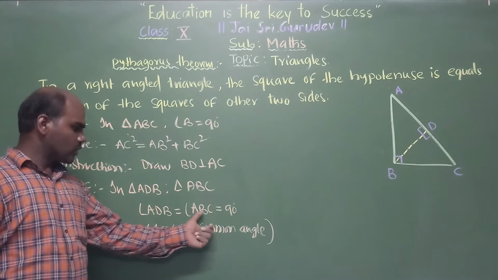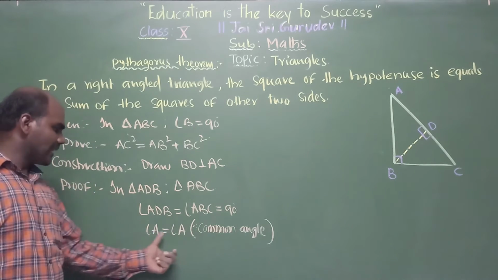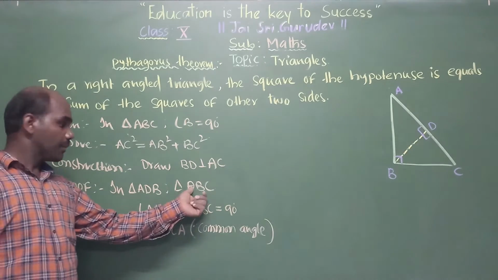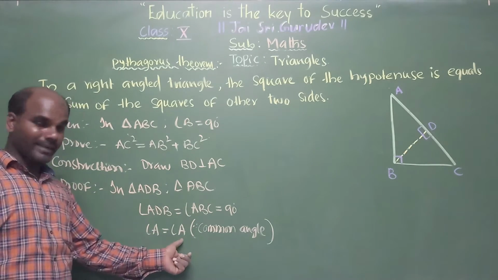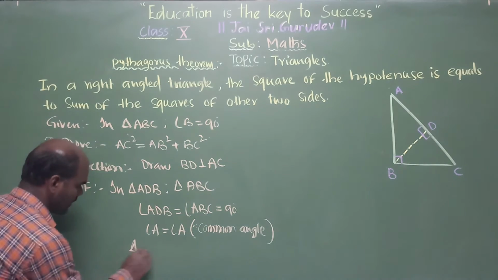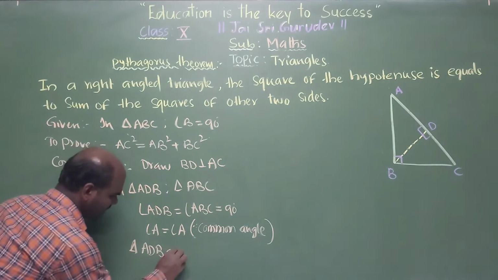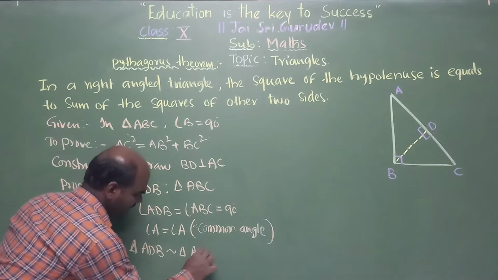As angle ADB is equal to angle ABC, as well as angle A is equal to angle A, in these two triangles, by AA similarity, triangle ADB is similar to triangle ABC.